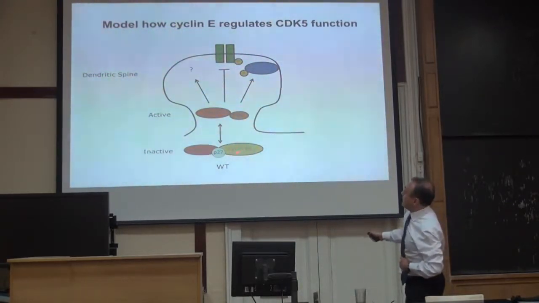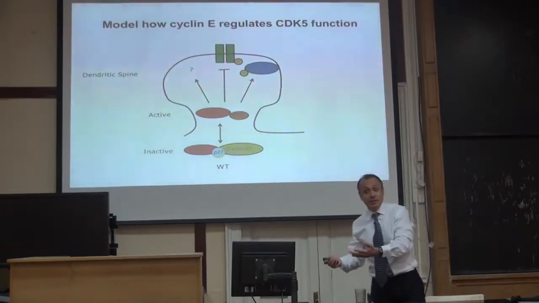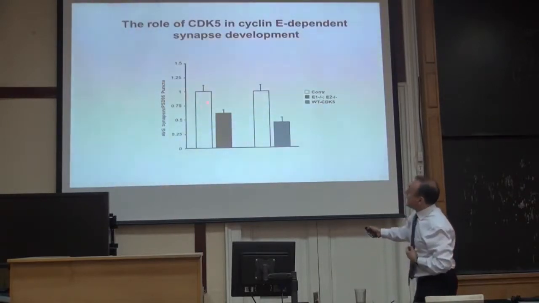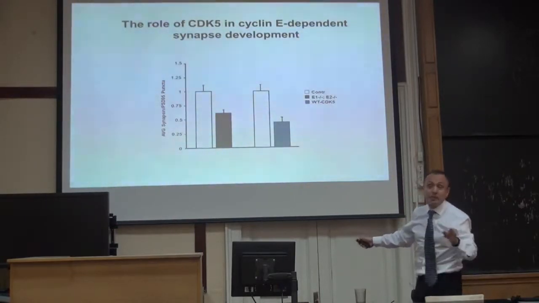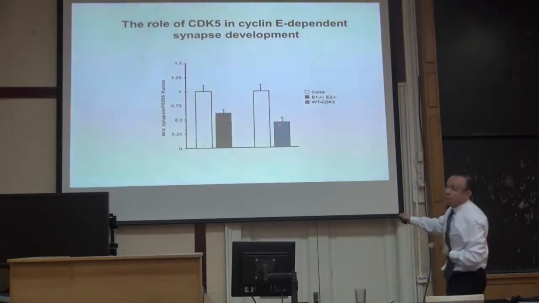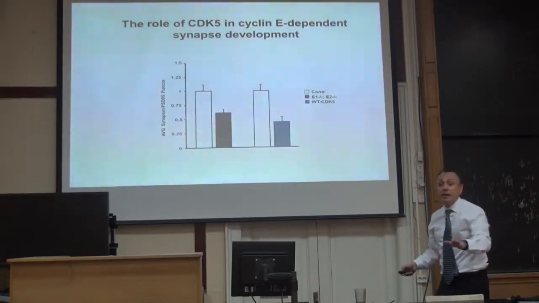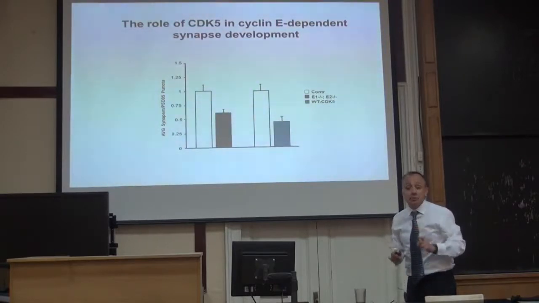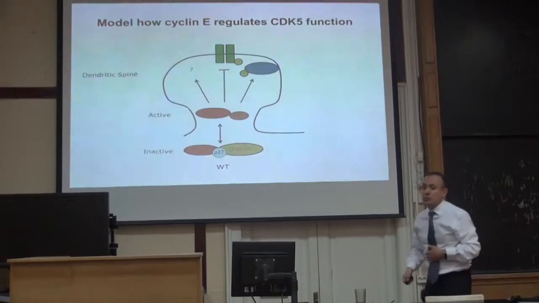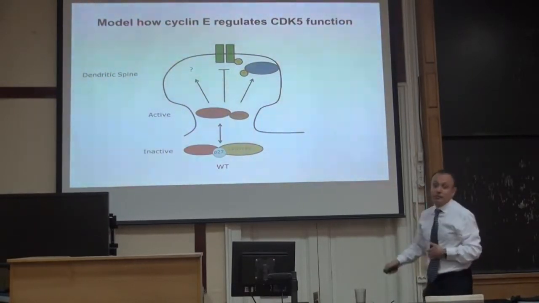We said if cyclin E inhibits CDK5 and if cyclin E knockout hyperactivates CDK5, let's just hyperactivate CDK5 and see what happens. So here we take the neurons and either we knock out cyclin E, and as you can see the number of synapses goes down, but now we take the wild type neurons and overexpress CDK5, hyperactivate CDK5, and exactly as you predicted, there's the same phenotype. So far so good. We can mimic the phenotype of cyclin E1 knockout with CDK5 overexpression.